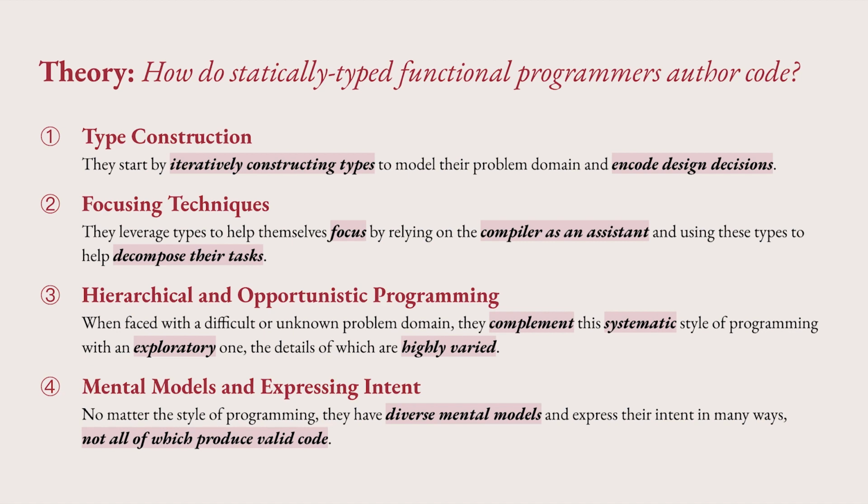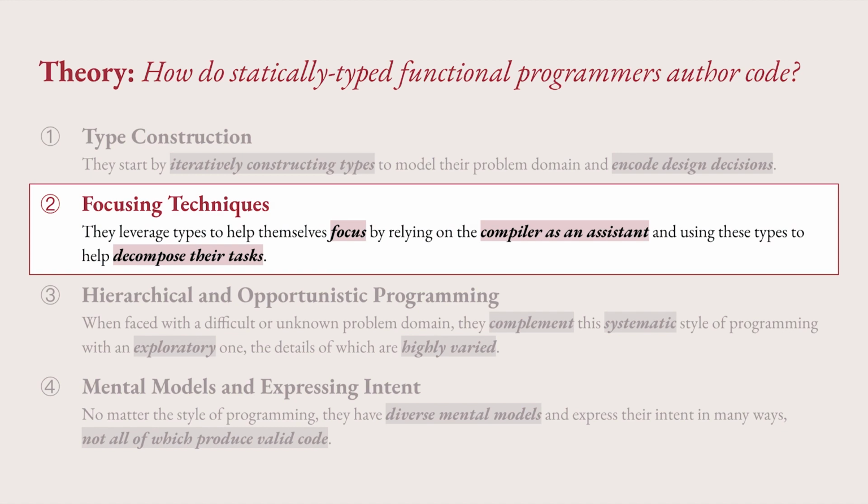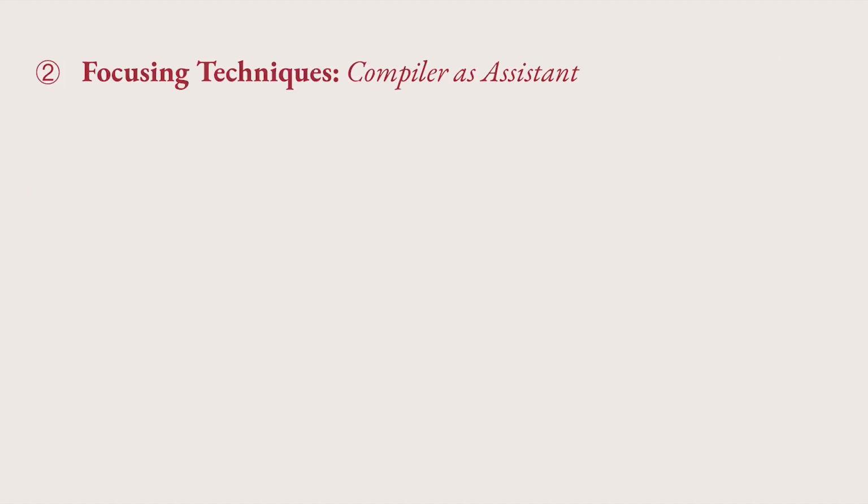While I'd love to talk about all 4 of these categories in this video, I really only have time for one. So let's take a look at the second category here, focusing techniques. One interesting way participants focused on tasks at hand was relying on their compiler not just for corrective feedback, but as a guiding assistant. For many participants, error messages from their compiler were not just an obstacle to running their program, but actually served to direct their implementation.